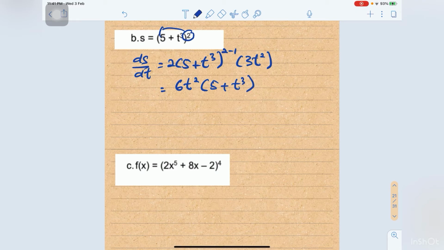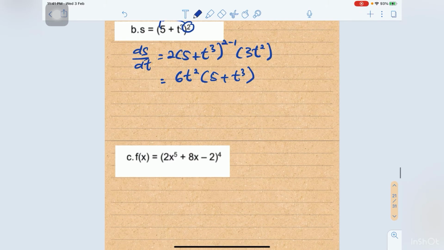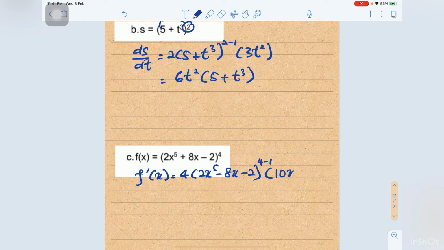Now function f(x), in terms of x, differentiate, we get f'(x). Here 4(2x⁵ minus 8x minus 2) to the power of 4 minus 1. Differentiate another time: 10x⁴ plus 8.